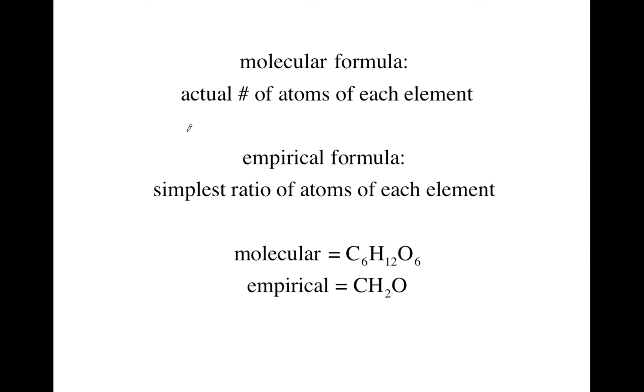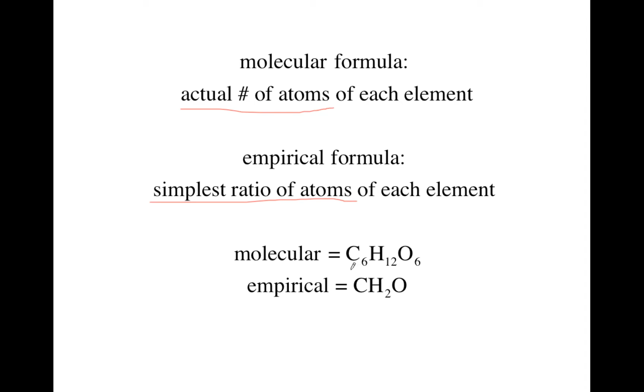Let's start with a couple of definitions. The first is molecular formula, which tells you the actual number of atoms of each element. And then we have empirical formula, which just tells you the simplest ratio of atoms of each element. So down below we have an example.